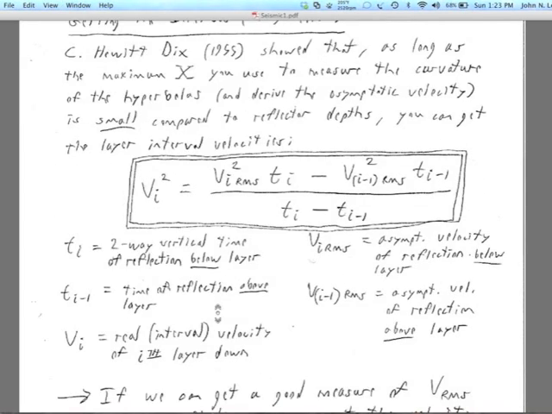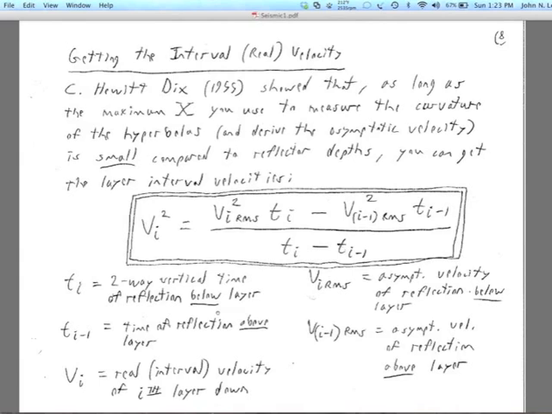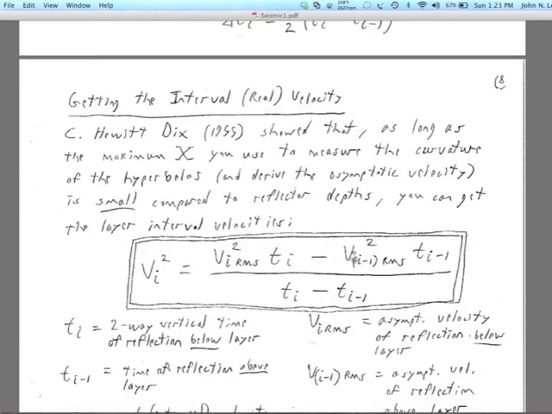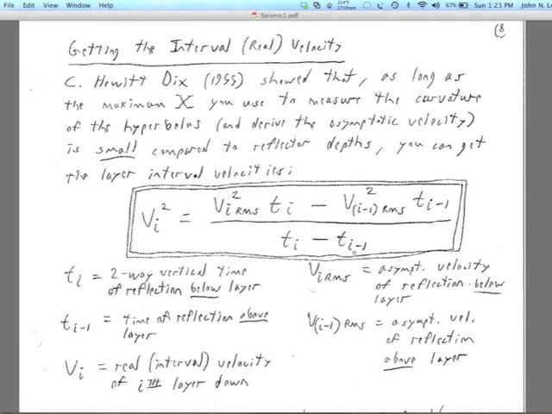Way back 60 years ago, Hewitt Dix managed to figure out how to unaverage, or if you like, differentiate the VRMS, and he came up with a simple equation, which is used every day, every minute probably, in energy exploration. It's in this double box here, and this equation is so useful and so famous that everybody named it after him. It's called the Dix equation.